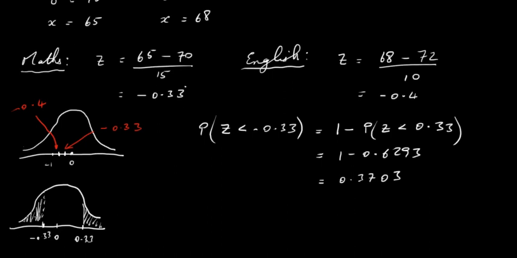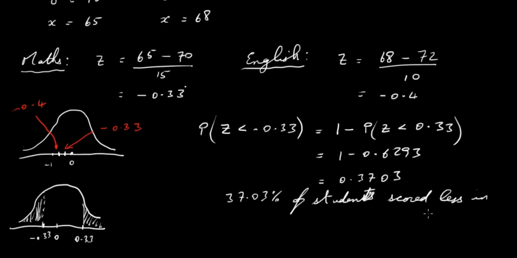In other words, 37% of the students are lower than her here. 37% of the students are below her score. So here 37.03% of students scored less in, this is maths. So 37.03% of the students scored less than her in maths.